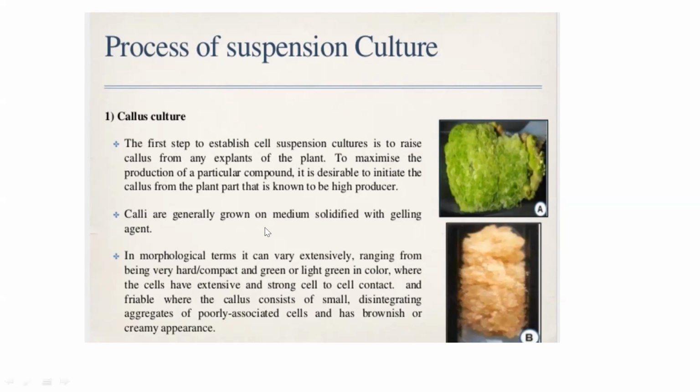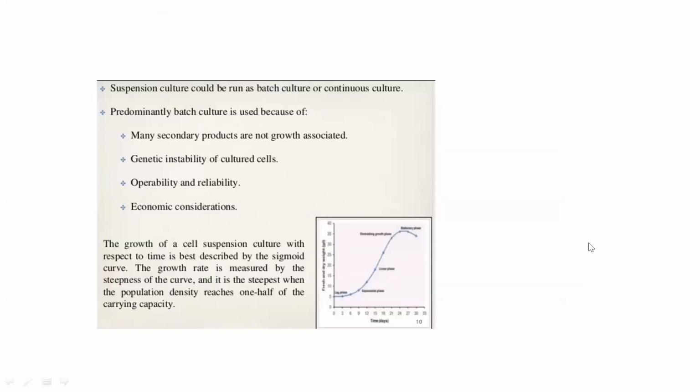Callus is generally grown on medium solidified with a gelling agent, agar or agarose, and morphologically it varies with the type of explant and the type of medium that we have already seen. Mostly it is pale in color, and sometimes it is hard, sometimes it is soft. You have soft callus and hard callus, and you have to keep on subculturing. That is also very important.